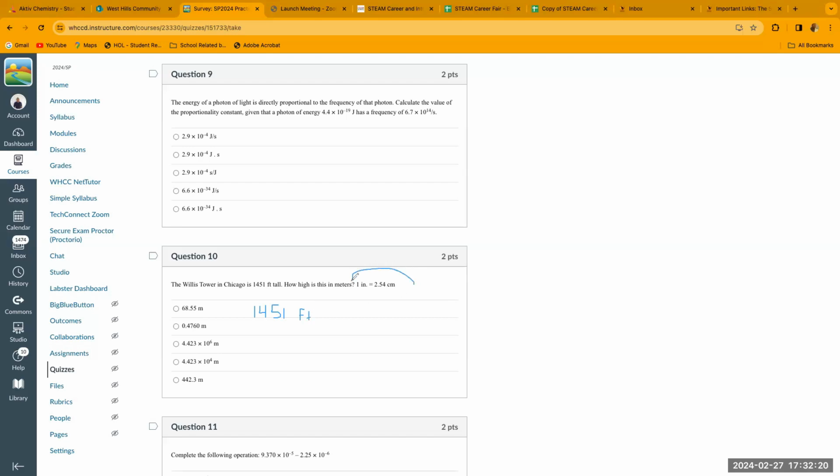Now, this here is a conversion. So that's not really our given. It's just a conversion to let us know what the conversion is. So how many inches are in 1 foot? So we know that 12 inches equals 1 foot. Okay. So if I want to get rid of feet, am I going to have feet on the bottom or on the top?